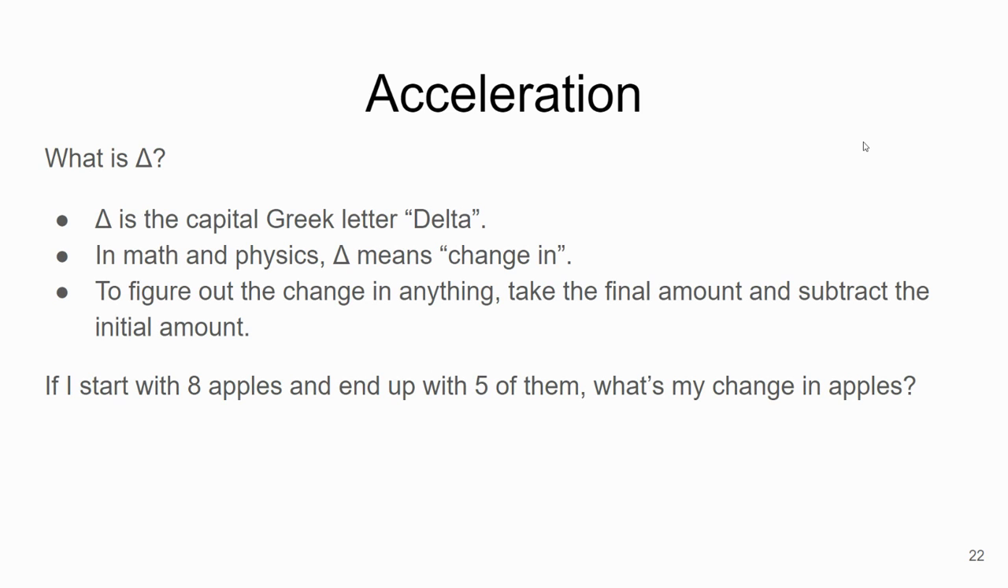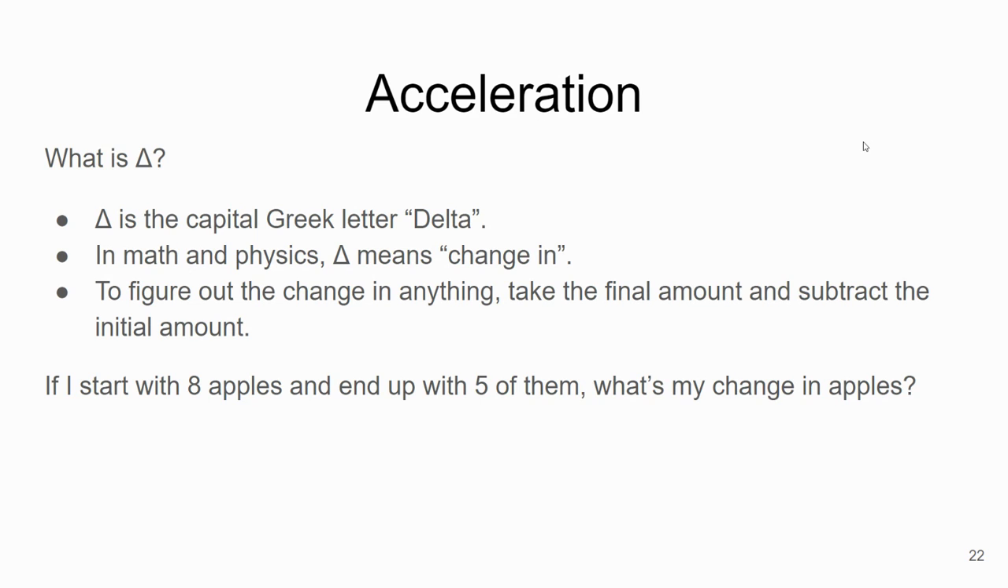So what is this symbol? Triangle. Triangle is actually a Greek letter. This is the capital Greek letter delta. So when you're doing math and physics, triangle, delta, always means change in. And we never use delta as a variable. Delta will always only mean change in. So if you want to figure out the change in anything, you take the final amount and subtract the initial amount. So delta thing is always going to be equal to thing final minus thing initial.